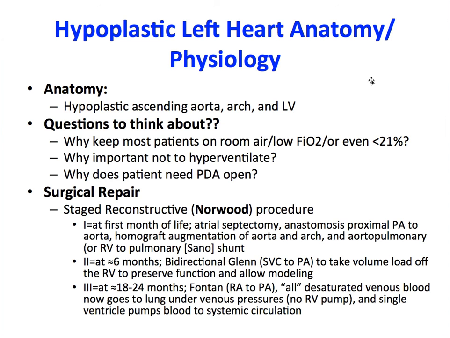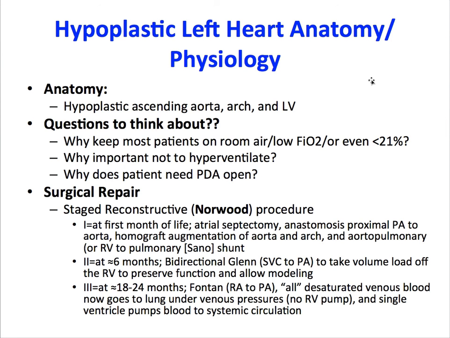systemic circulation. So these patients often undergo a staged reconstructive procedure called a Norwood procedure, and it's 3 stages. Stage 1, 2, and 3 are listed here. At the first stage, there's a big surgery done in which an atrial septectomy for mixing is performed, anastomosis of the proximal pulmonary artery to the aorta, homograft augmentation of the aorta and arch, and oftentimes an aortopulmonary RV to pulmonary shunt called a Sano shunt. Stage 2 is a bidirectional Glenn, and then stage 3 is that Fontan that we previously talked about in single ventricle physiology.